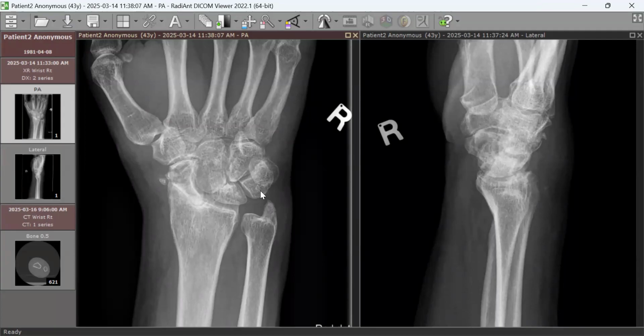Let's go back to this one here. Yes. So now my question: what kind of joint changes are there here? Are they degenerative changes or inflammatory changes?